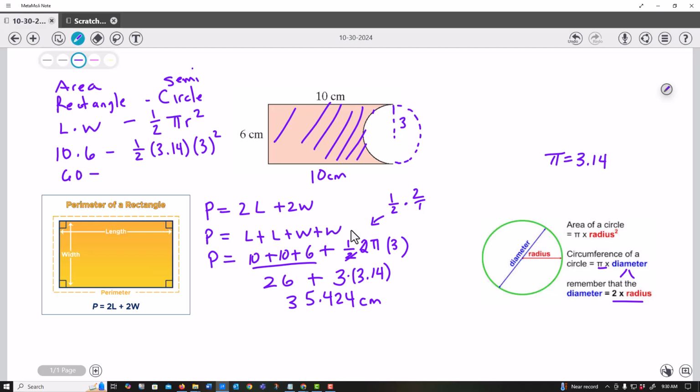This would be 60. I did 1/2 times 3.14, and I got 1.57, and I'm going to multiply that times 3 squared, 3 times 3, which is 9. And if I put this in a calculator, this piece right here, I get 14.13, and I multiply that out and I get 45.87. And again, you have to be careful because you're multiplying centimeters times centimeters, so this will end up being in centimeters squared. So we can see how to get the perimeter and then how to get the area with a piece taken out of it.